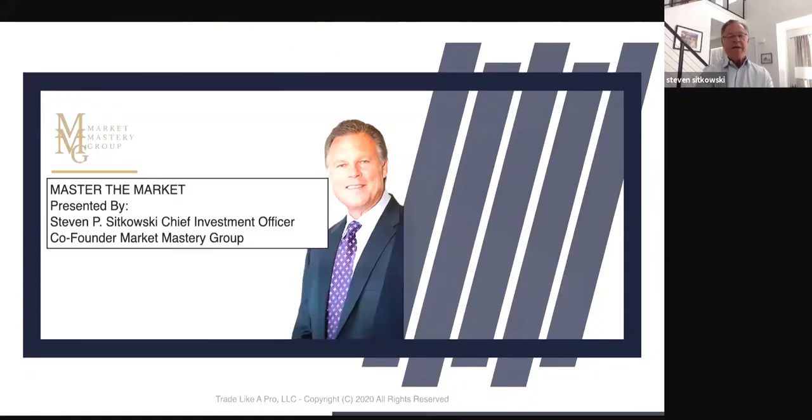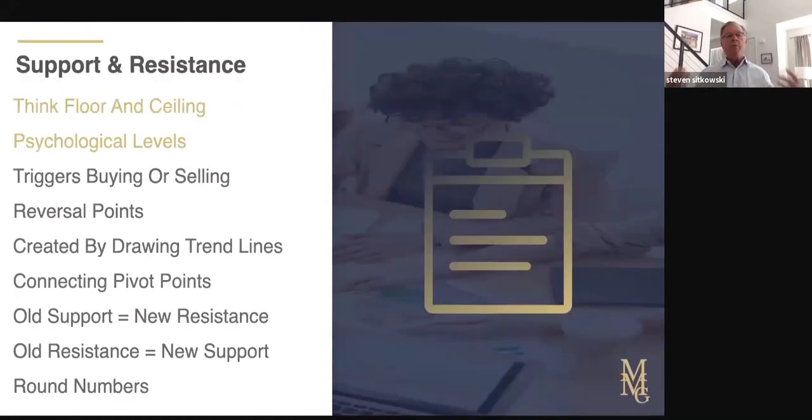We are going to be discussing the power of support and resistance. And I'm going to show you how to be able to create trend lines that identify where support and resistance happens to be. So first of all, I want you to think floor and ceiling. So let's pretend that we're sitting in this room where I'm recording from, and there's obviously a floor and there's a ceiling. I'm not out of doors.